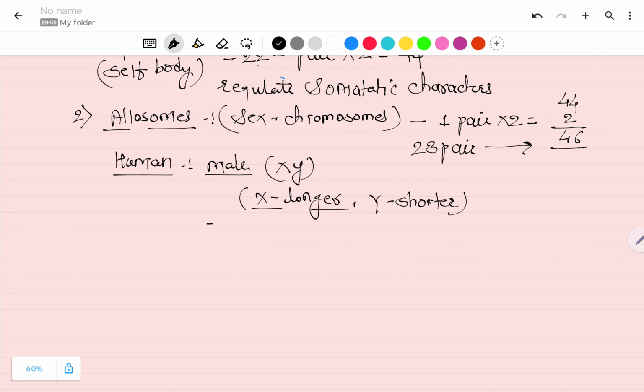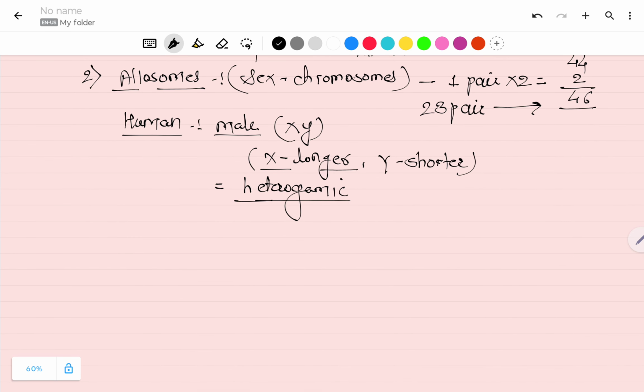That is why the human male chromosome pair is called heterogametic. What is the meaning of heterogametic? Both chromosomes are dissimilar. These are the heterogametic chromosomes.